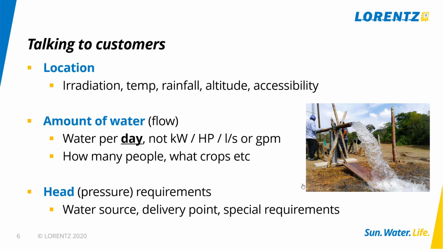It could be what crops are being grown. So if it's an irrigation scheme, how many hectares, how many acres, what type of crops are being grown. There's lots of data tables available on the internet for irrigation rates per crop. Could be a livestock application. So how many cows is this pump going to serve? Again, lots of data about how many litres a cow drinks per day, what type of cow. So all of this data is really available.